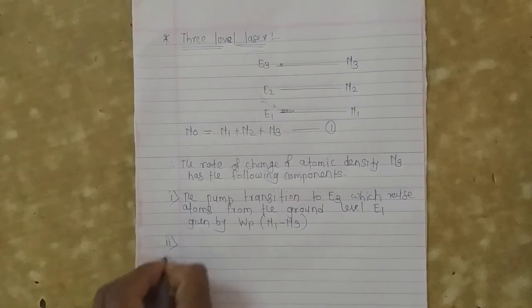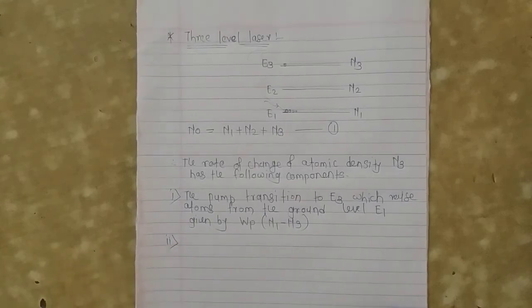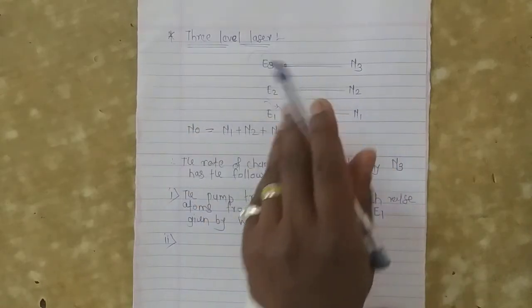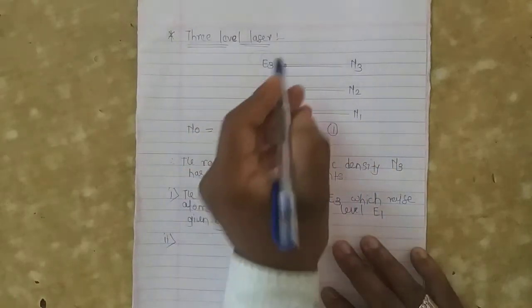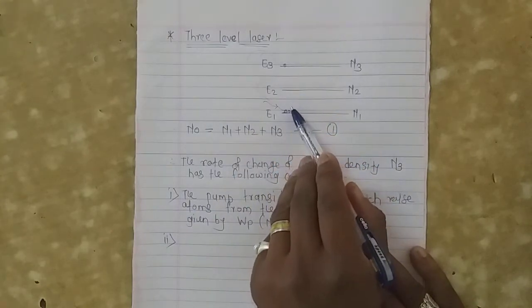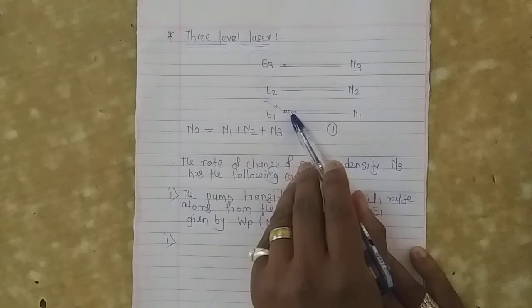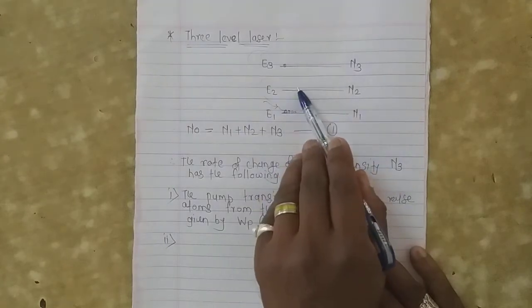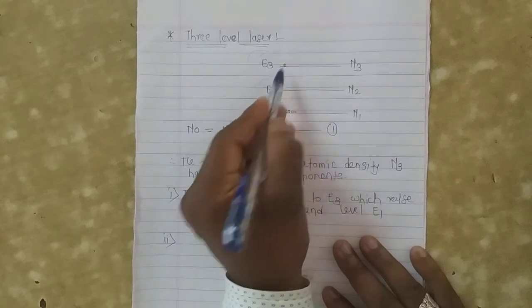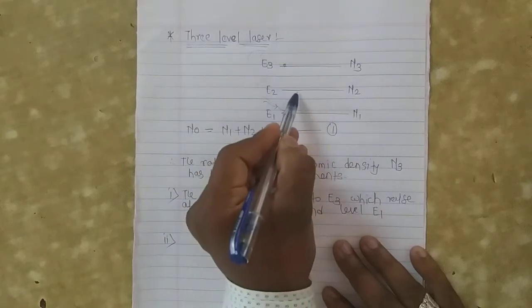Then these atoms that jumped to the excited state do not stay more than 10 raised to minus 8 second in that level, and they go back. Some atoms go back to E1 and some atoms go back to E2.